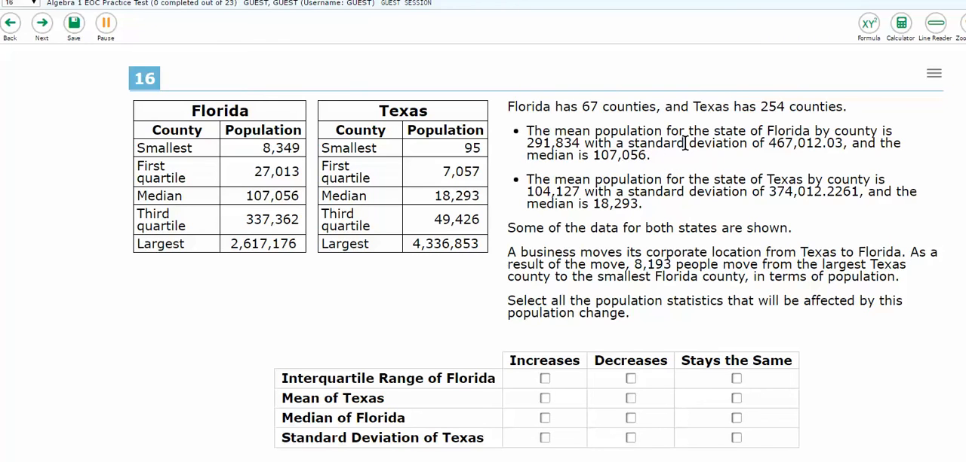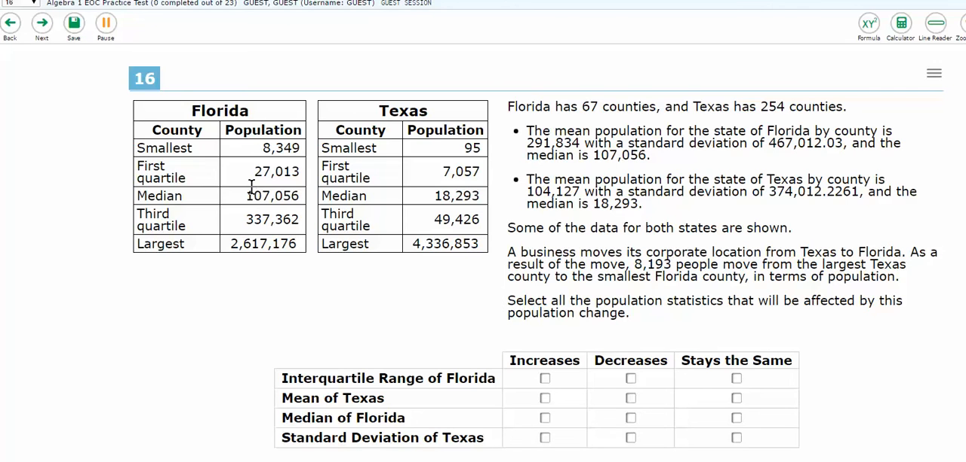The mean, standard deviation, and median for Florida is provided. Likewise, Texas. And then this is the situation. A business moves its corporate location from Texas to Florida. As a result of the move, 8,193 people moved from the largest Texas county to the smallest Florida county in terms of population. Select all the population statistics that will be affected by this population change.